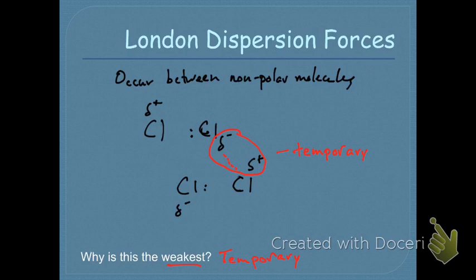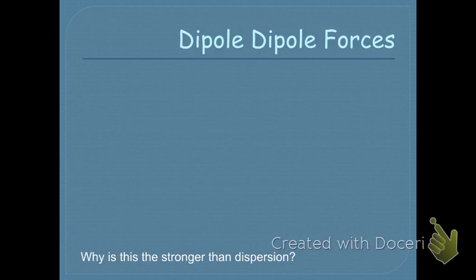All right, let's talk about some that are a little stronger. Dipole-dipole occurs between polar molecules. Let's talk about polar molecules. Here we have HCl. In this case, remember the electrons are closer to the chlorine, and this will always happen. Oh, that's going to be a negative, isn't it?